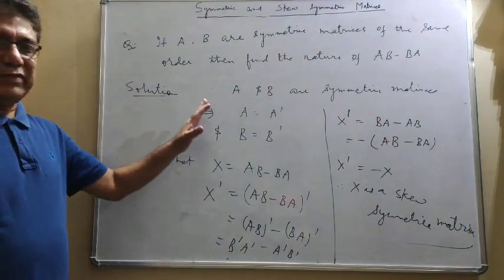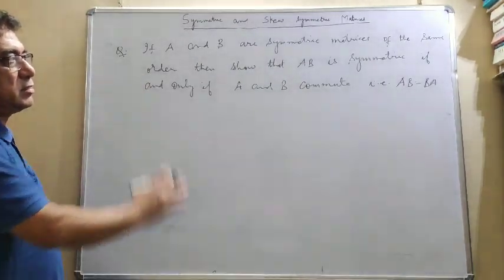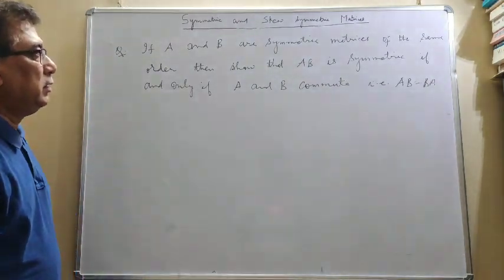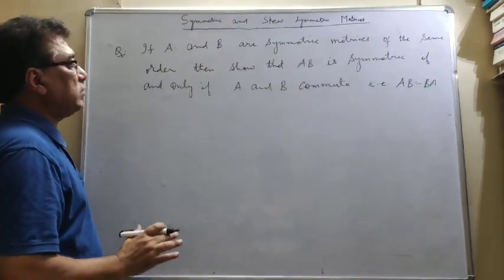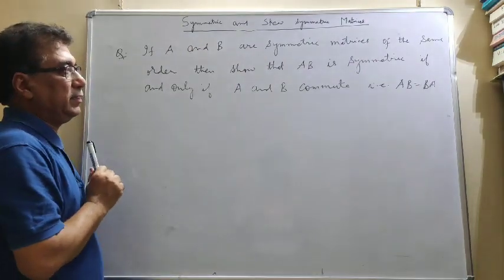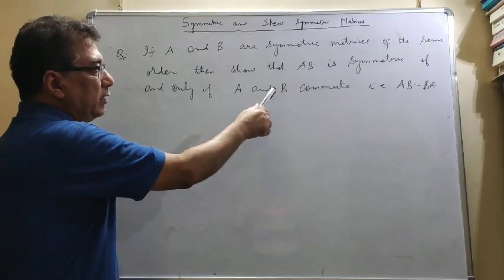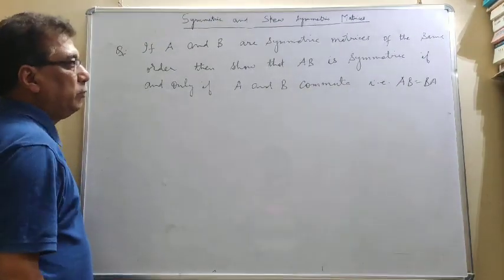So this is the proof. This is a very important question. This is another question, again an NCERT question, a very important one. The question reads: if A and B are symmetric matrices of the same order, then show that AB is symmetric if and only if A and B commute, that means AB is equal to BA. This is what we have to prove.